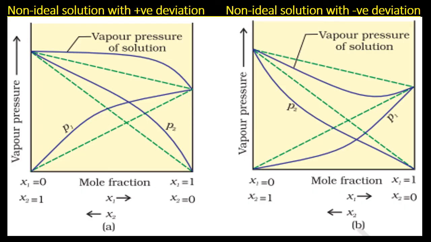This is a picture where you can see the different graphs of non-ideal solution with positive deviation and non-ideal solution with negative deviation. In the first case, there will be a rise in the vapor pressure of this solution over the value calculated from Raoult's law, but in the second case the vapor pressure of the solution is low as compared to the vapor pressure calculated from Raoult's law.